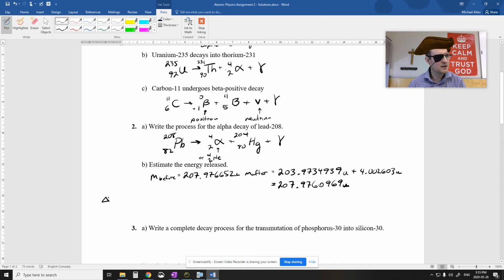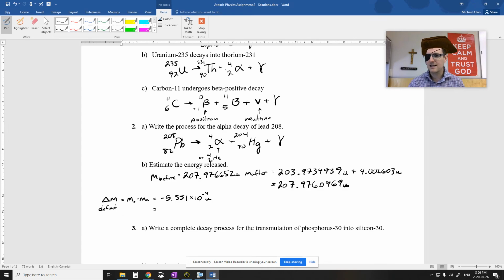Okay, so the energy release is going to involve my mass defect. So I've got to find my mass defect first. I'm just going to go the mass before minus the mass after. So I'm going to take my number that I have in my calculator here minus that 207 number. So I lose mass of negative 5.551 times 10 to the negative 4 atomic mass units.